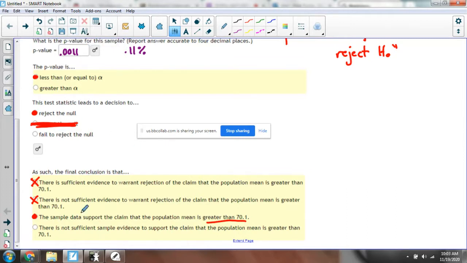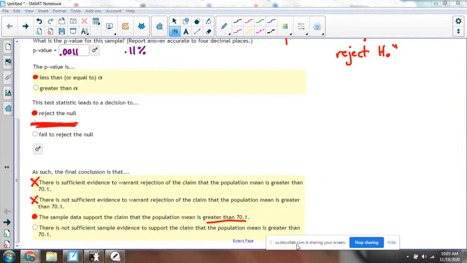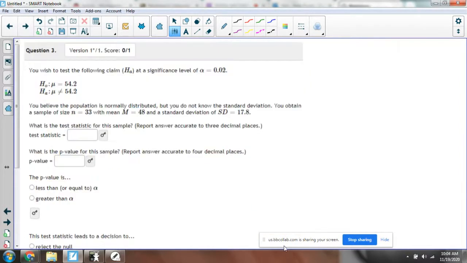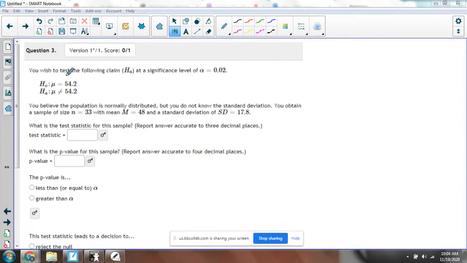Whatever questions have these, I think this is the trickiest part, just because English is so confusing, and really, they purposely try to make it confusing. So let's look at another one here. It's a similar idea, except now we're just trying to show that the average is not equal to something. We're not claiming that it's higher or lower. We're just trying to show that it's not equal to the value they're giving us.